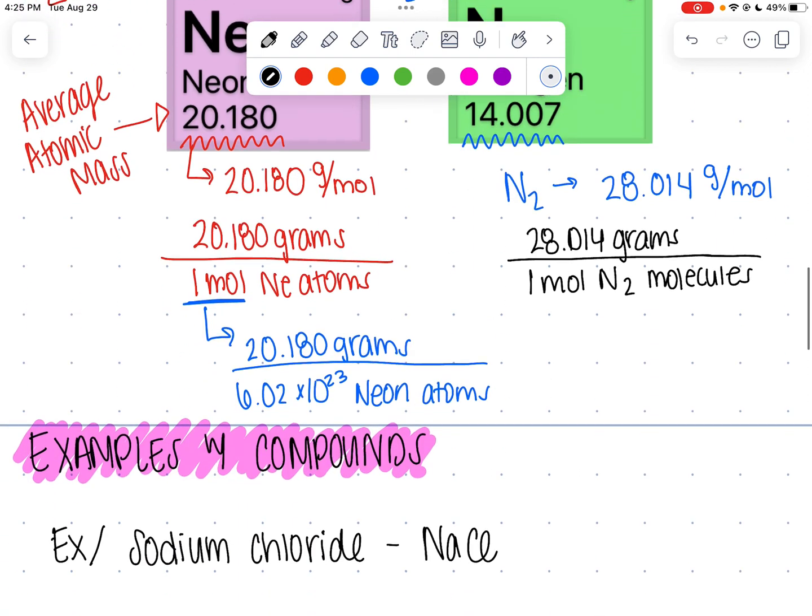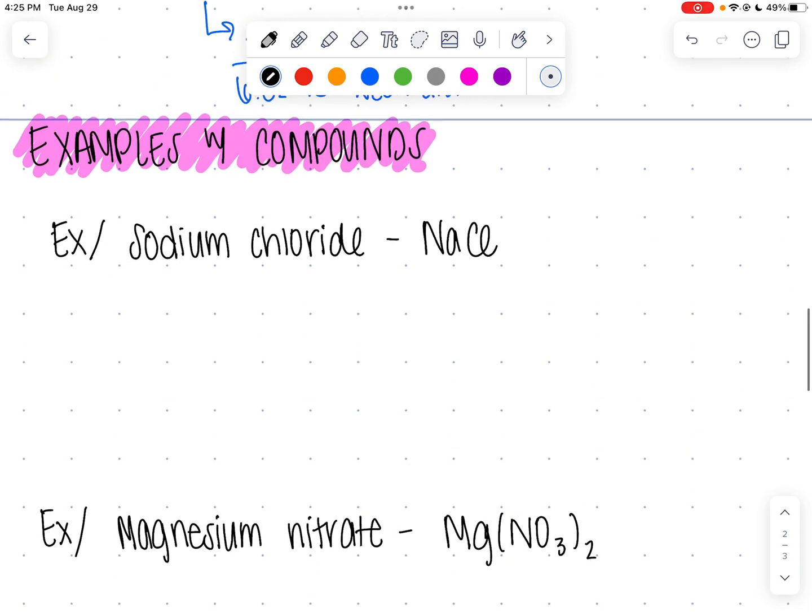So now let's say you got something a little bit more complicated. Now we're going to do 2 examples with compounds. Your first example is sodium chloride, NaCl. Honestly, if you have a periodic table handy, a calculator, and you remember how to count atoms, this exercise should be fairly easy. All you got to do is add 1 extra step and figure out the molar masses from the periodic table for each of the elements present in this compound.